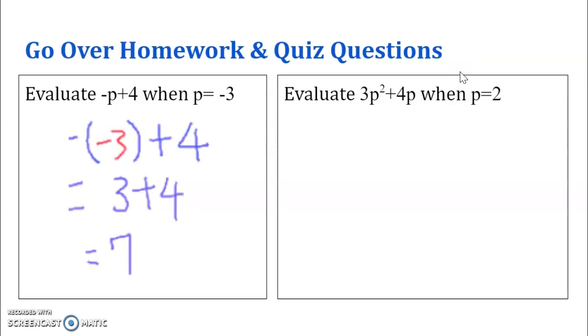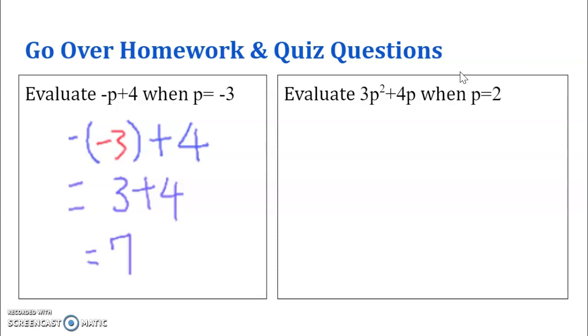The first thing you should do is write the expression negative p plus 4, but instead of where the p was, you should write a parenthesis and then plus 4. Everything else the same. Then when you find what the p value is, you're going to substitute that in.